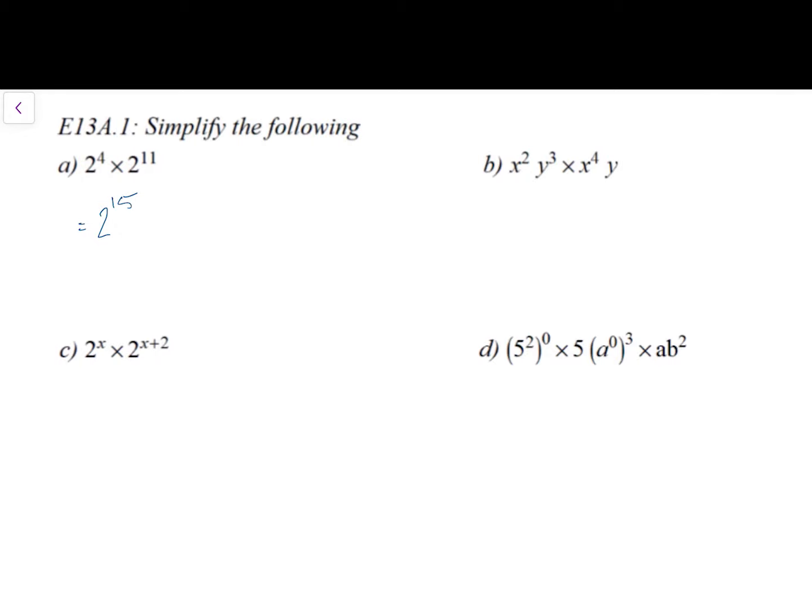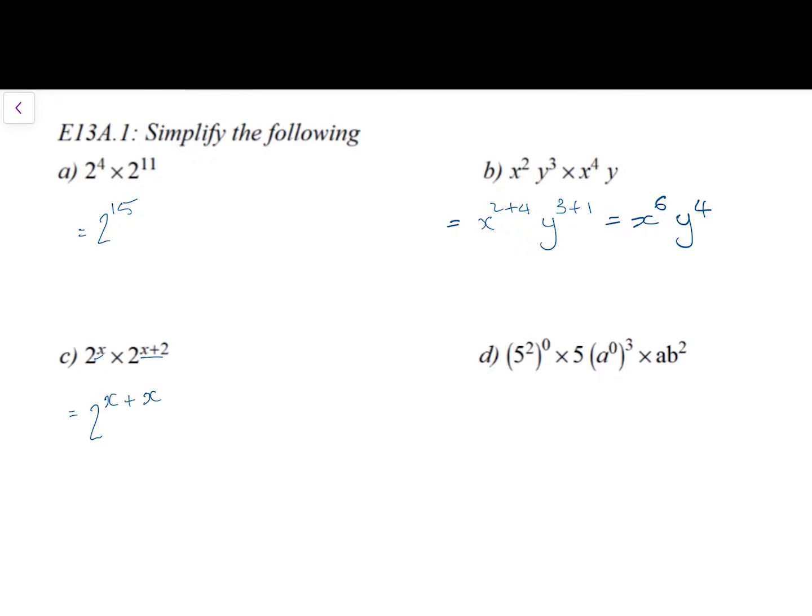B, x squared times y cubed, multiplied by x to the power of 4 and y to the power of 1. Combining our x to the power of 2 plus 4 and then our y to the power of 3 plus 1, what we get is x to the power of 6, y to the power of 4.